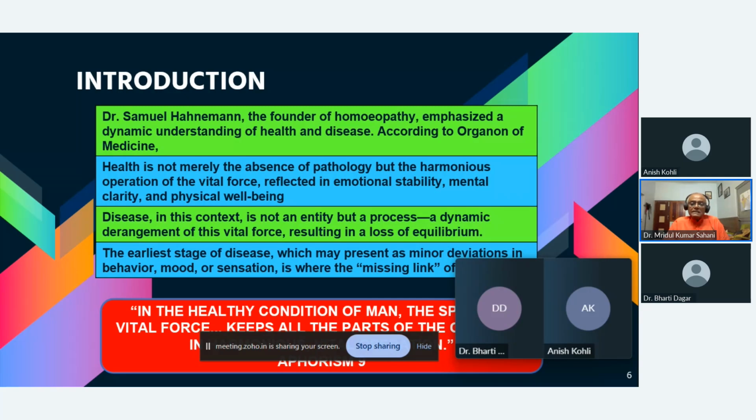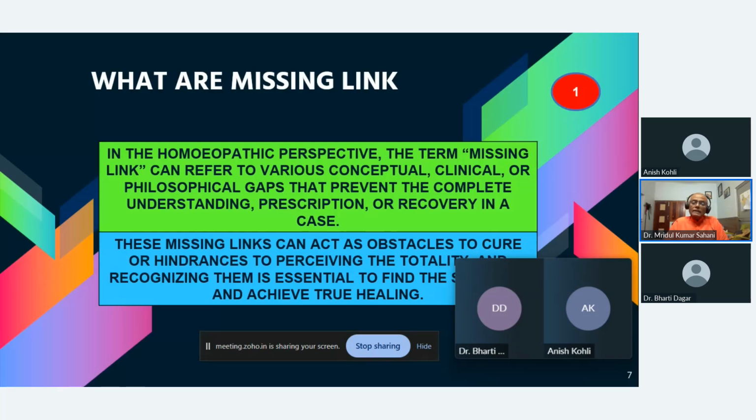So the earliest stage of disease shows very minor deviations, like behavior, mood, sensations. These are the important missing links that you can see. When the patient comes to you, sometimes you miss the behavior, sometimes you miss the mood, sensation, and these missing links are often causing the great missing link. Now, what is the missing link?